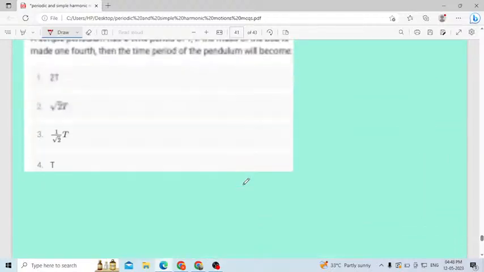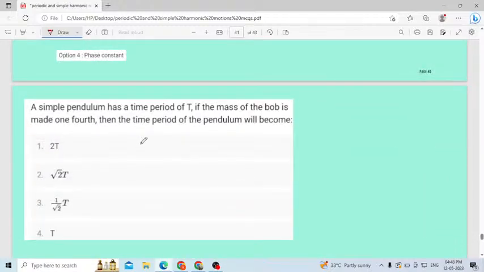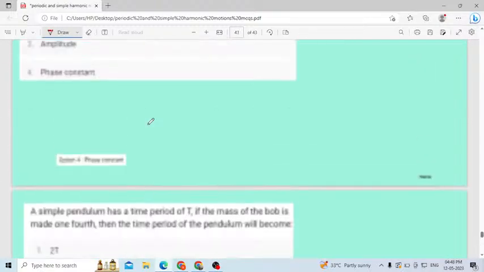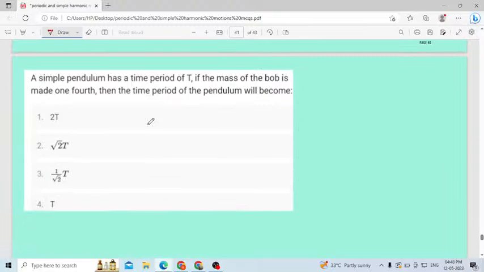You know the formula, T will be equal to... therefore, which option is the correct answer? Option 4 is the correct answer. I will explain, don't worry. T is equal to 2 pi root of L divided by g. A simple pendulum has a time period T. If the mass of the bob is made 1/4 of the original one, then what will the time period of the pendulum become?